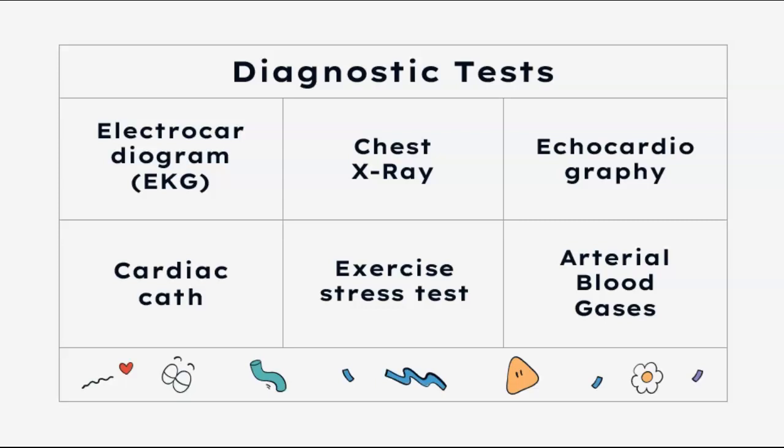A cardiac catheterization can be diagnostic or it can also be therapeutic. An exercise stress test will monitor heart rate, blood pressure, EKG, and oxygen consumption at rest and during exercise. And blood tests like ABGs or CBCs are also commonly done.